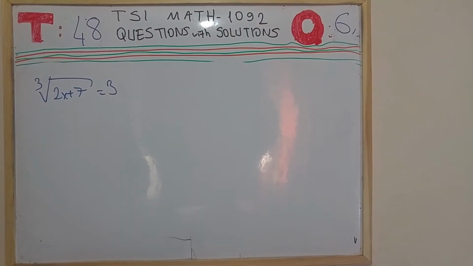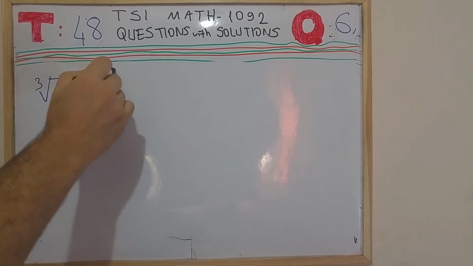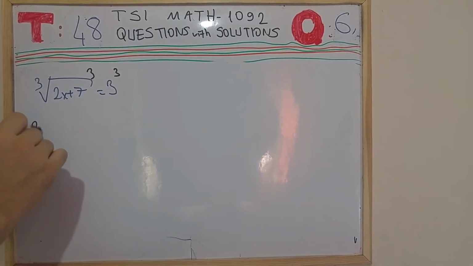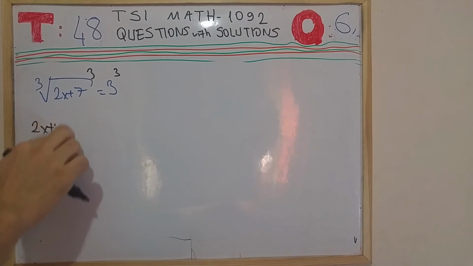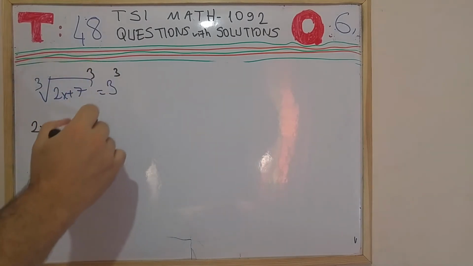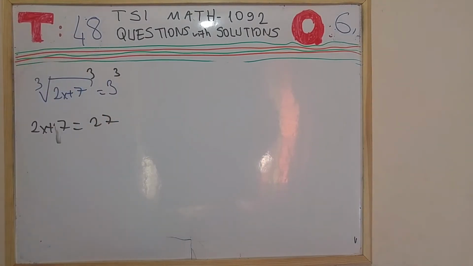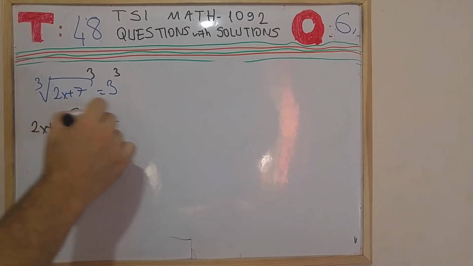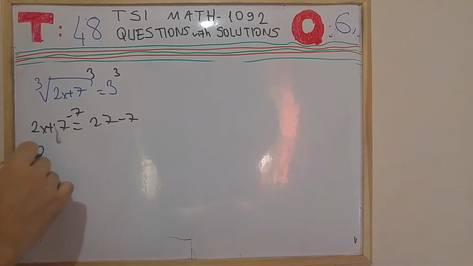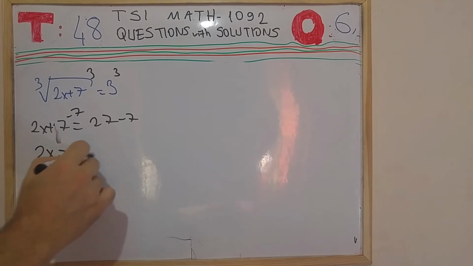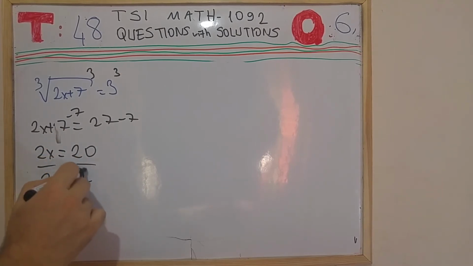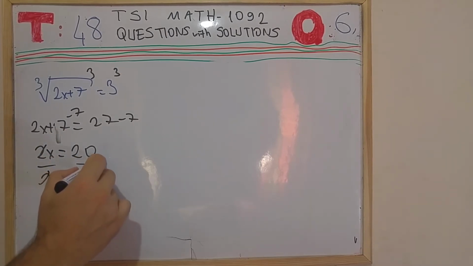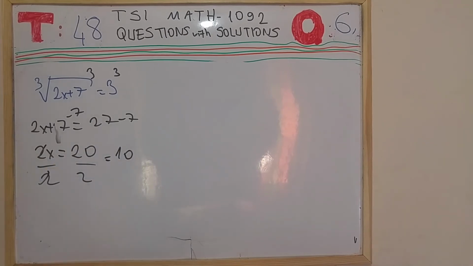Cubic root, so let's take the cube of each side. So we have 2x plus 7 is equal to 27, which is the cube of 3. Let's subtract 7 from each side now. What we have is 2x is equal to 20. When I divide each side by 2, x will be equal to 10.